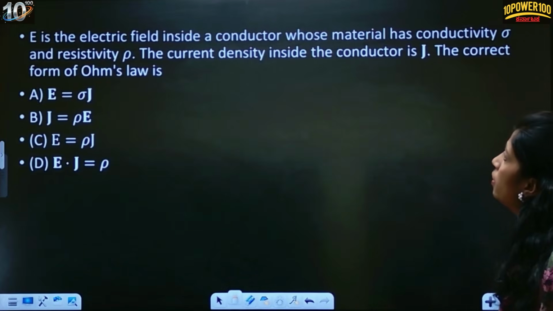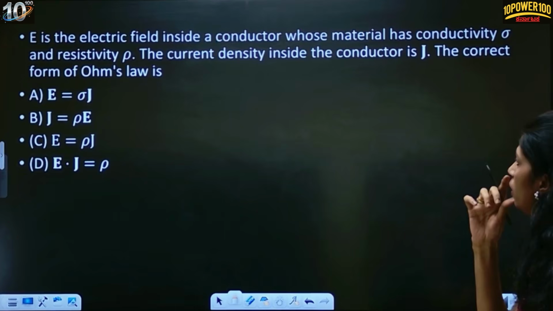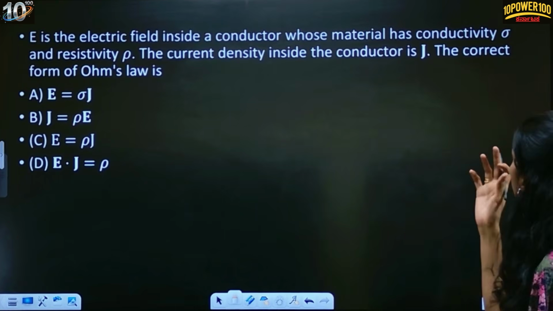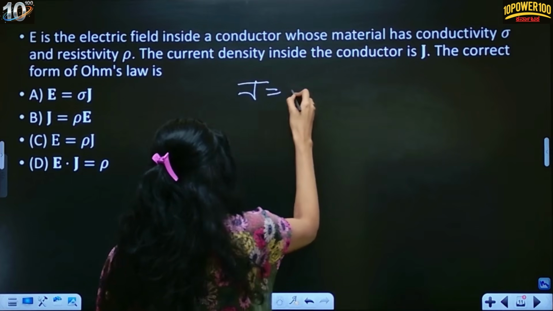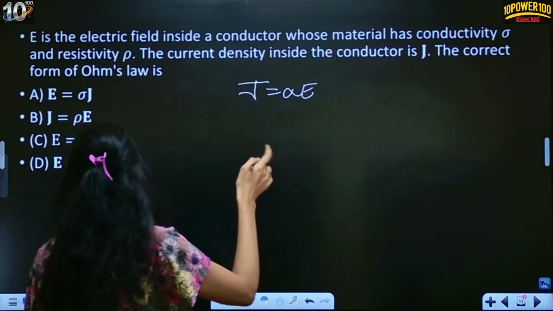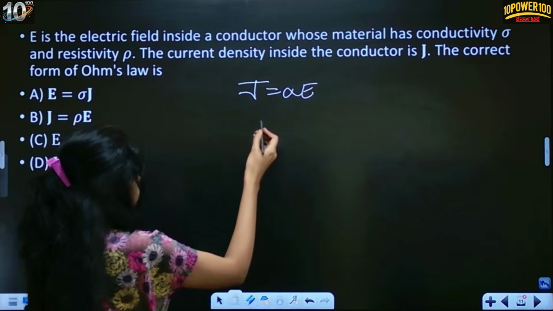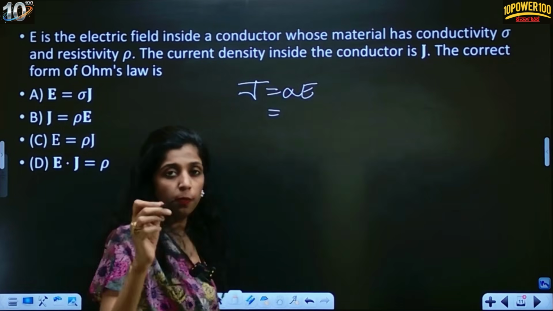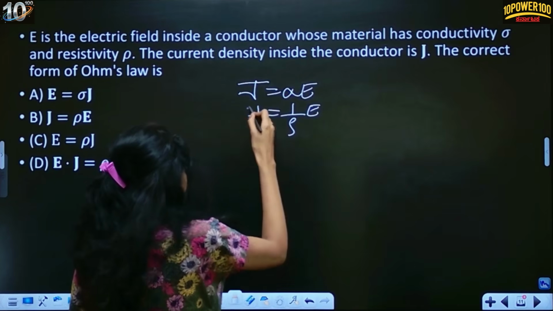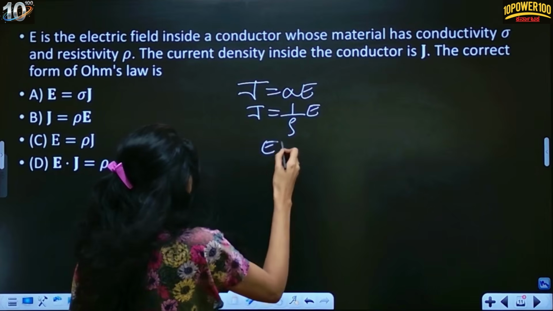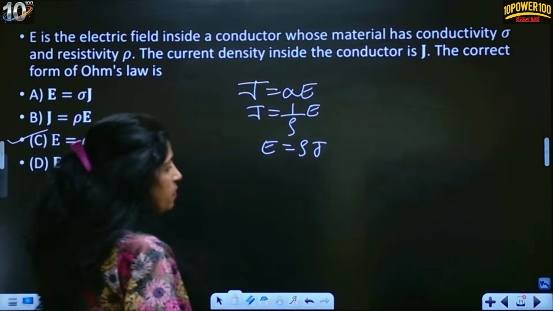Okay, next. An electric field in a material has conductivity sigma and resistivity rho. What's the correct form of Ohm's law? We all know the formula J equals sigma E, right? In your board classes you have done the derivation. Do we have that formula as an option? No, but we have J equals rho E. Conductivity is the reciprocal of resistivity, right? So you can take J equals 1 by rho times E, or E equals rho times J. So what's the correct option? Directly you can say option C is the correct answer.